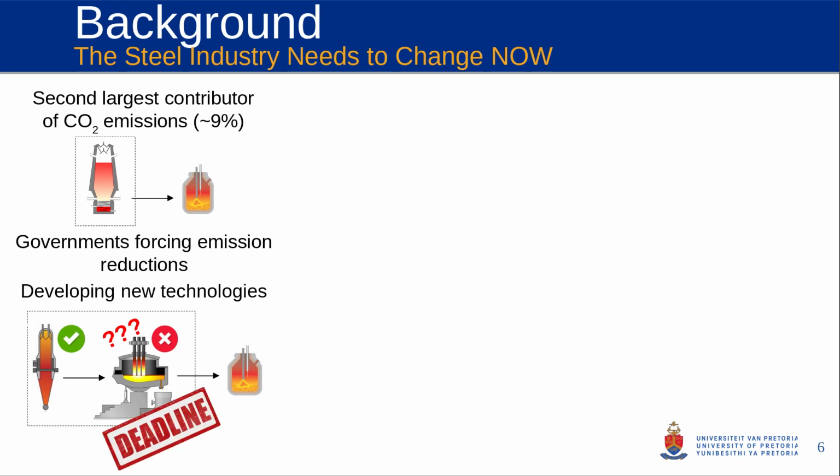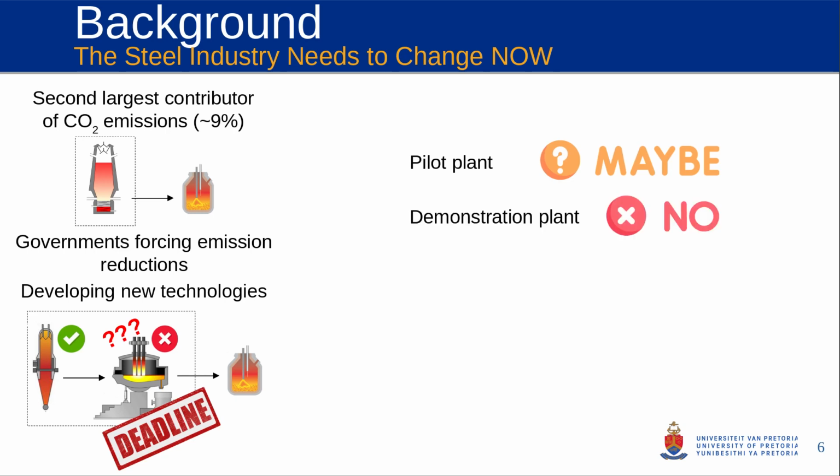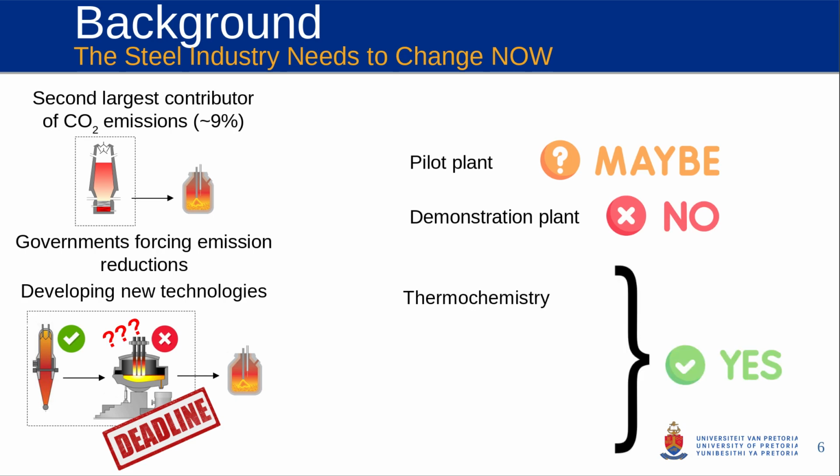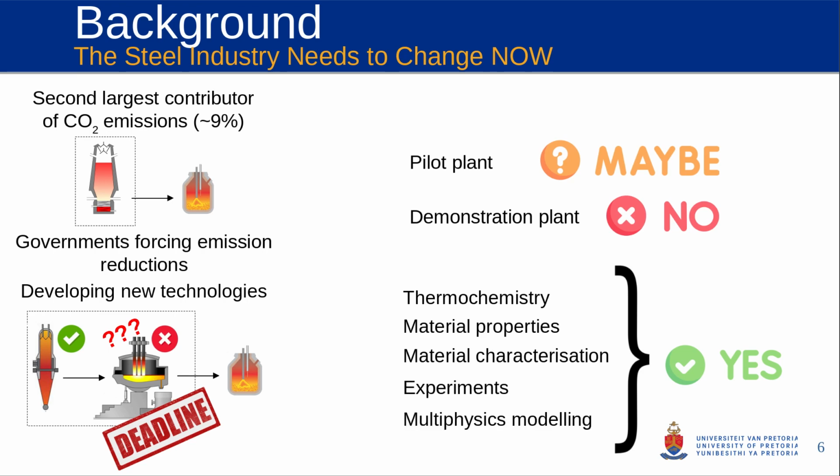The development has to be done on a strict deadline, which means that there might be time to build pilot plants, most probably not time to build demonstration plants. But what we can do is look at the thermochemistry, material properties and material characterization. We can do experiments and we can build multiphysics models. And what we want to do is include thermochemistry and more detailed material properties into our multiphysics models. However, this at the moment is still unfeasible.